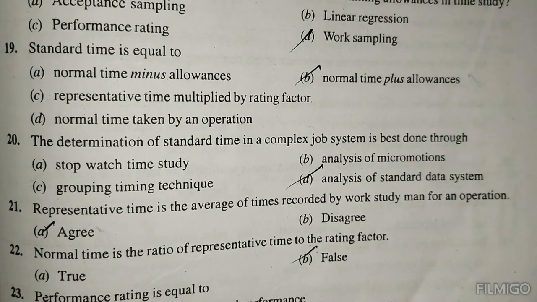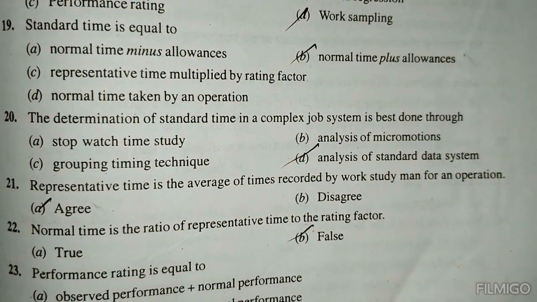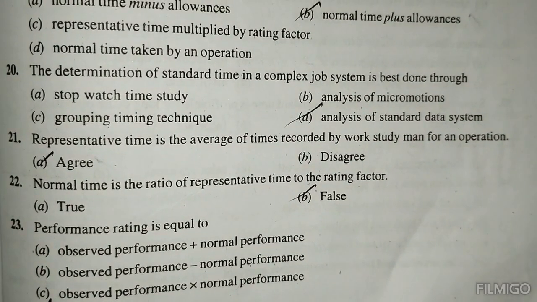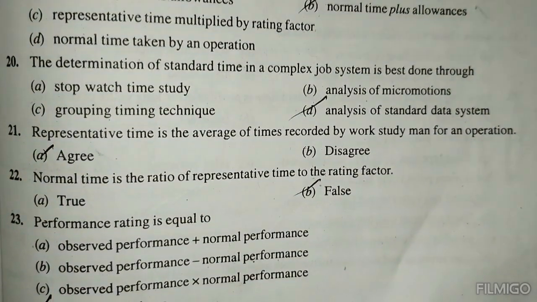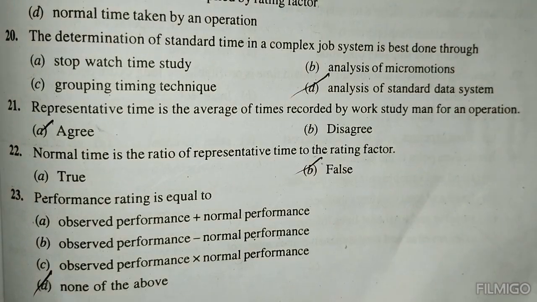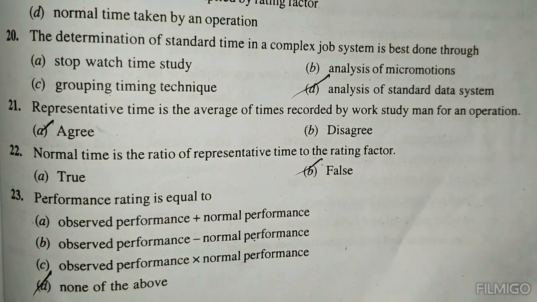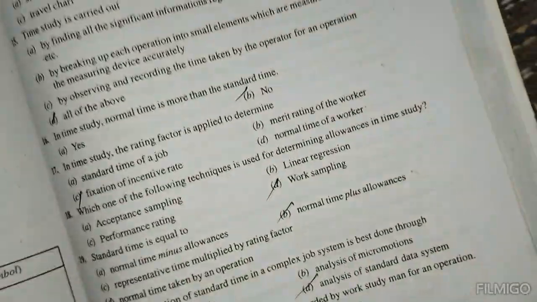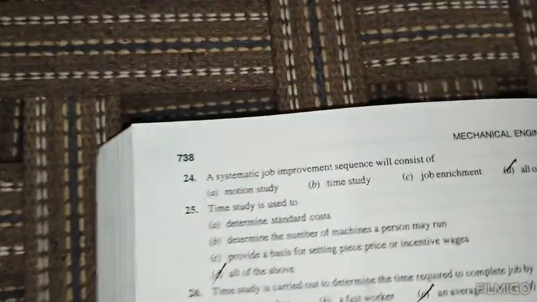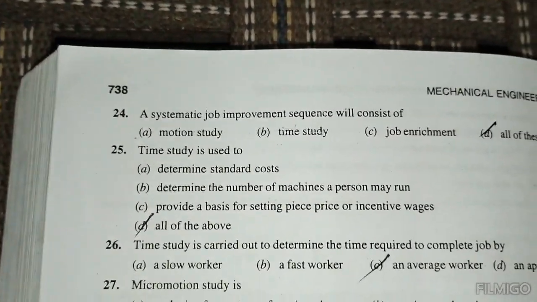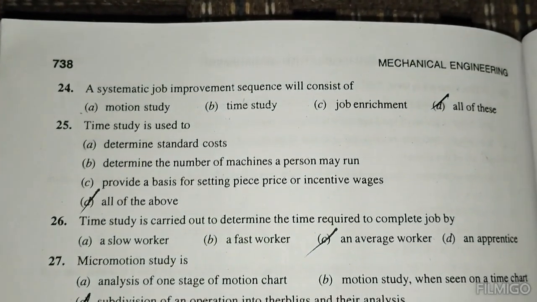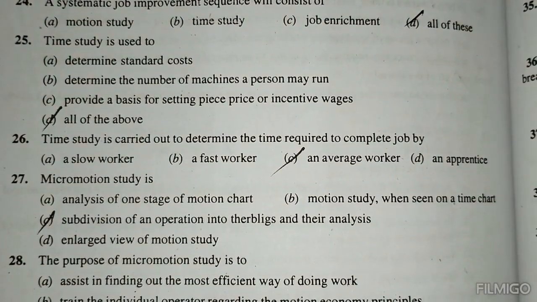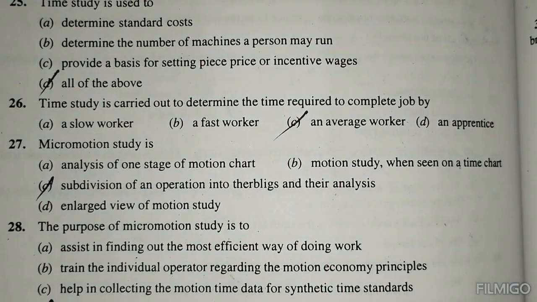The determination of standard time in a complex job system is best done through analysis of the standard data system. A representative time is the average of time recorded by the work study man for an operation. Normal time is the ratio of representative time to rating factor: false. Performance rating is equal to none of the above. A systematic job improvement sequence will consist of all of this. Time study is used for all of the above. Time study is carried out to determine the time required to complete a job by an average worker.